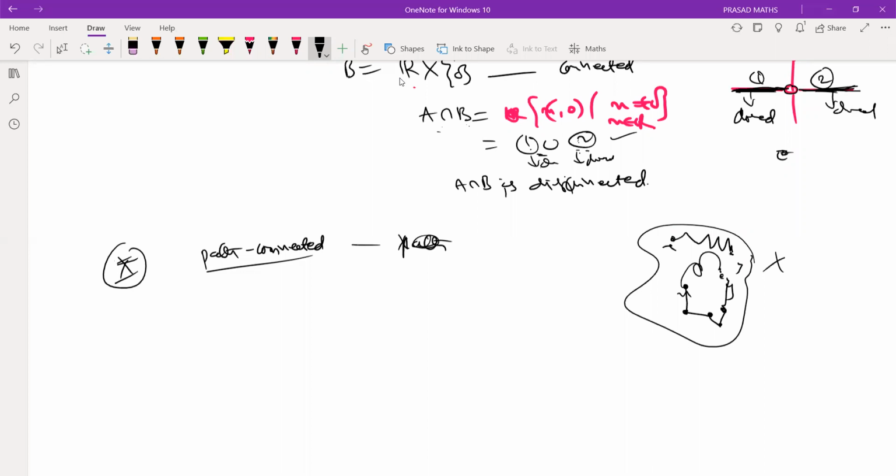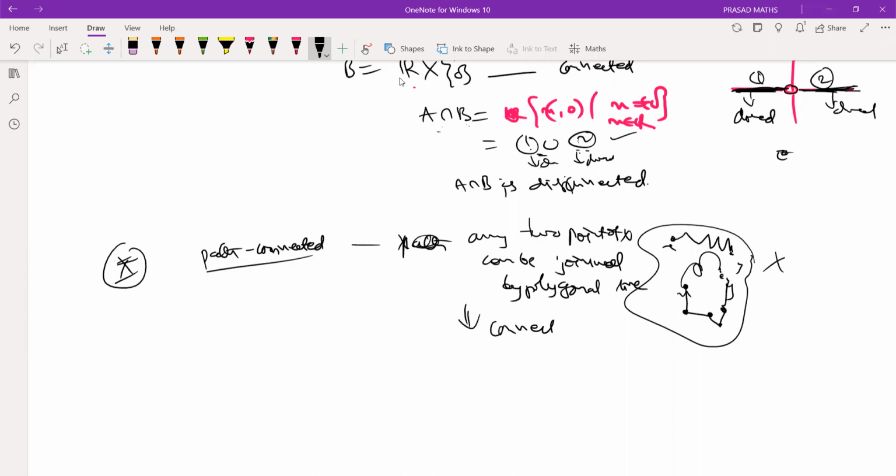Path connected means what? Any 2 points of X can be joined by a polygonal line. If that happens, that is connected. In fact, path connected implies connected. So this is not in our syllabus, but this is a very powerful tool.